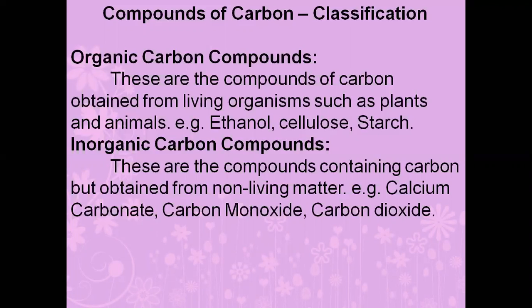The next one is inorganic carbon compounds. It is the opposite of organic carbon compounds. These are compounds containing carbon but obtained from non-living matter. Examples: calcium carbonate, carbon monoxide, carbon dioxide. So the inorganic carbon compounds are from non-living things. Compared to the organic carbon compounds, the inorganic carbon compounds are limited.